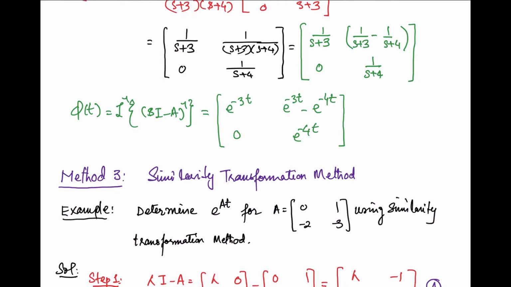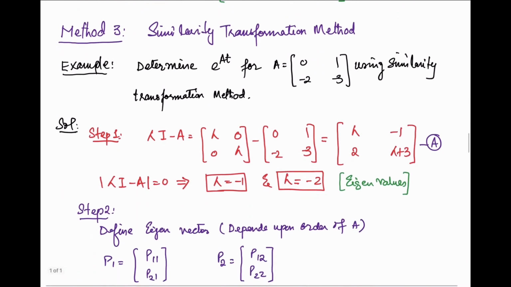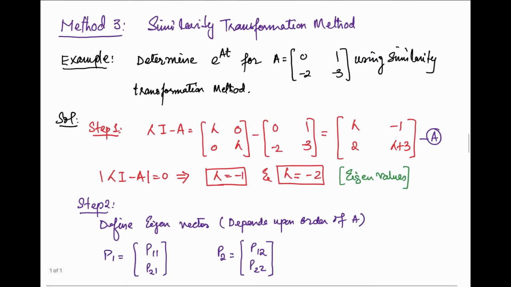Okay, now let's look at another method, based upon the similarity transformation method, that is used to determine the state transition matrix. So I will first of all go through an example, and then we will define the steps which will be used to determine the state transition matrix using the similarity transformation. So let's suppose that we have this state matrix A: 0, 1, minus 2 and minus 3, and we want to determine the state transition matrix.